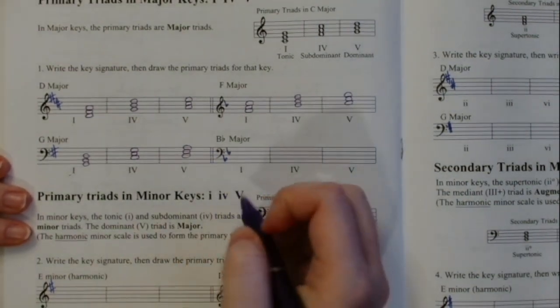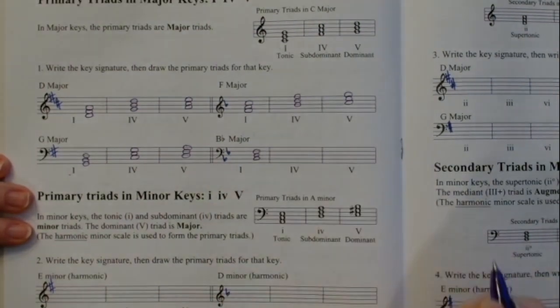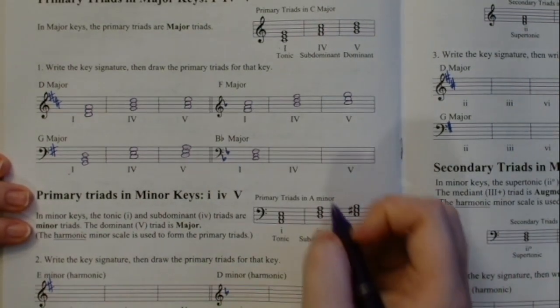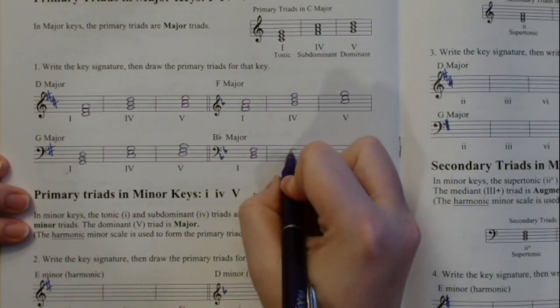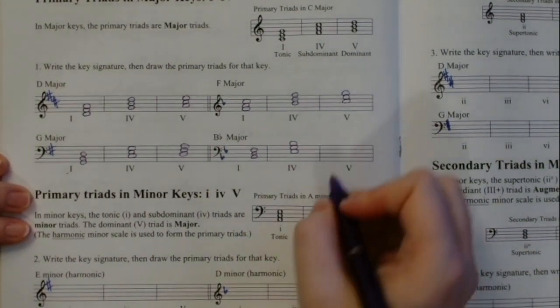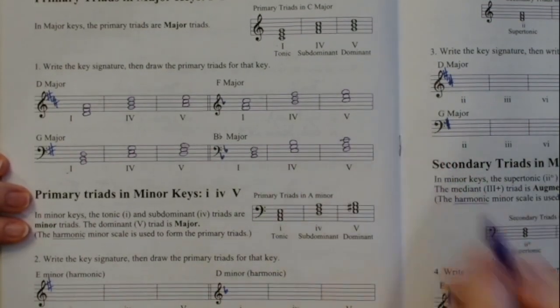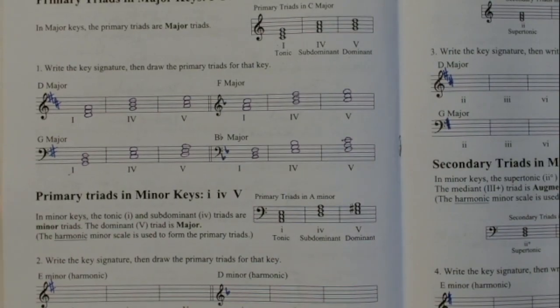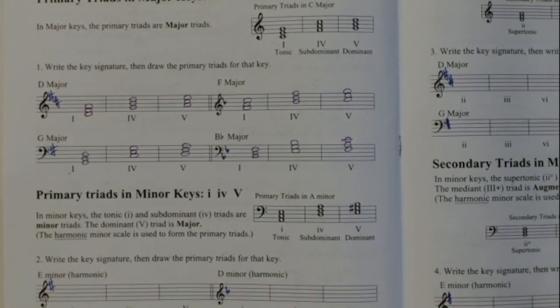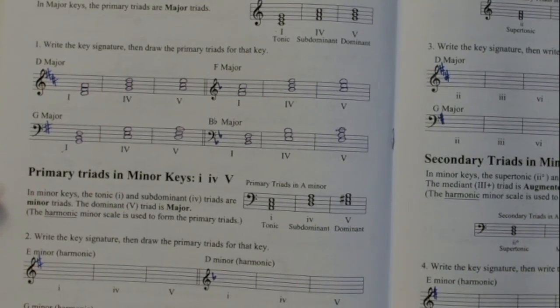Your B flat major, your 1 chord is B flat, D, F. Your 4 is going to be E flat, G, B flat. And your 5 is going to be F: F, A, C. It's nothing fancy, just reinforcing what you talked about in the last unit, finding these triads built on scales.